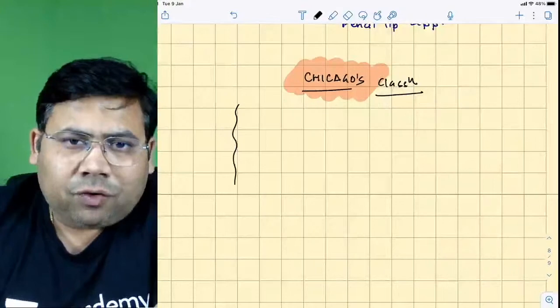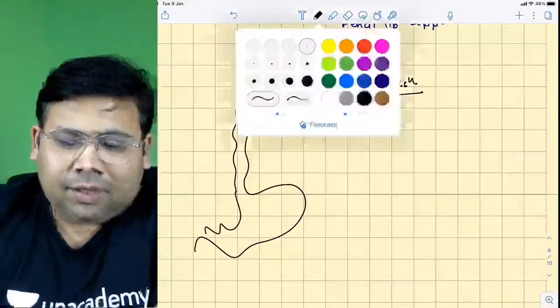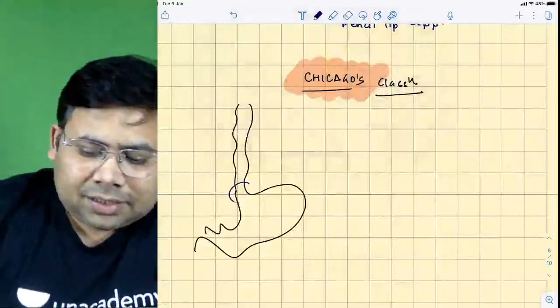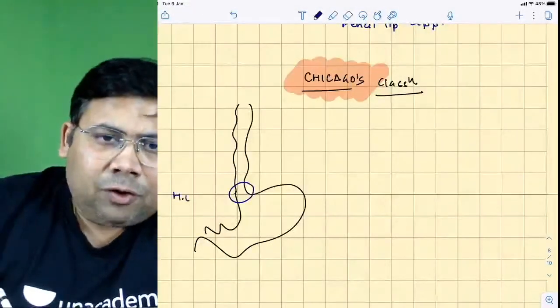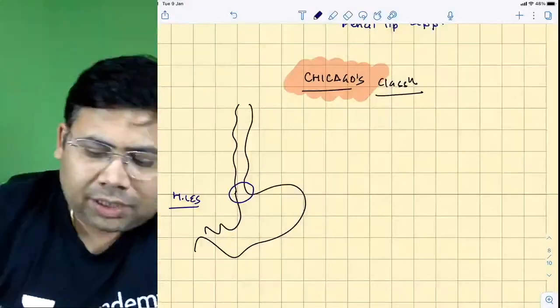But say, first of all, what happens in achalasia, try to understand. Answer is hypertensive lower esophageal sphincter. Hypertensive lower esophageal sphincter.